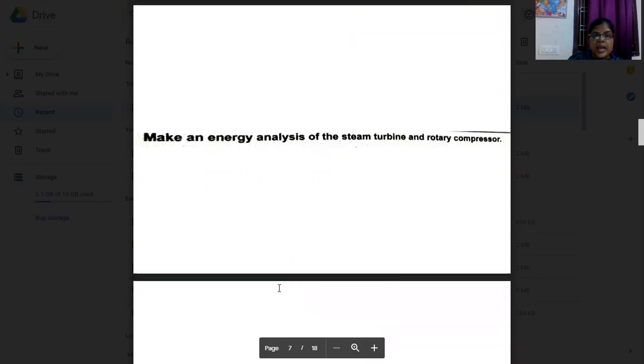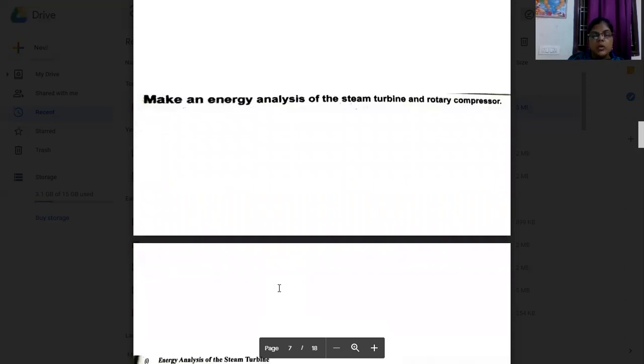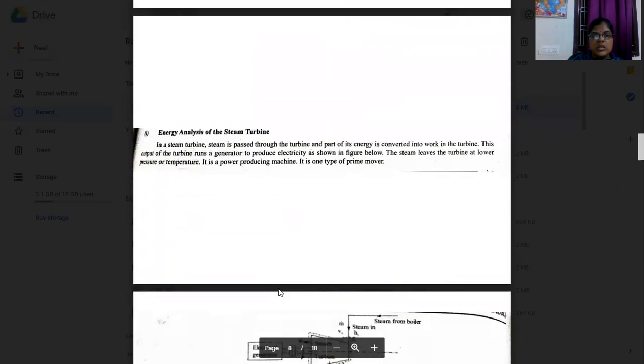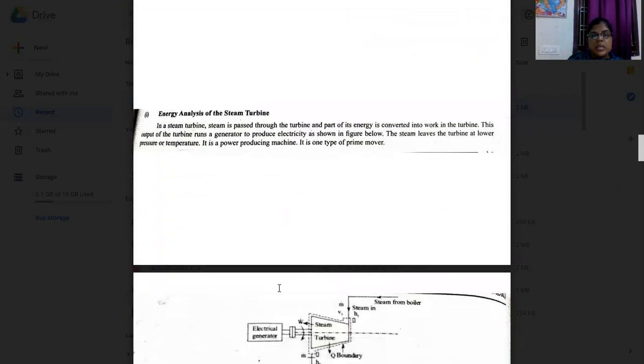And next, make an energy analysis of the steam turbine and rotary compressor. So we derived nozzle and heat exchangers. Now we are going to make the energy analysis of the steam turbine and rotary compressor. First of all, the energy analysis of the steam turbine.